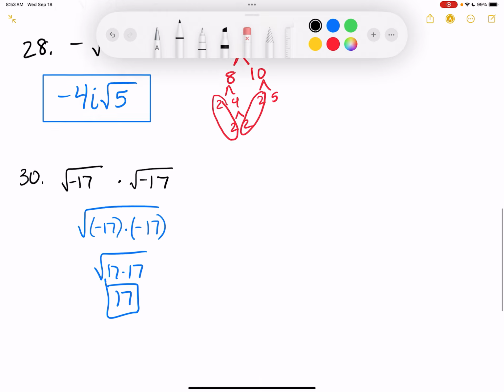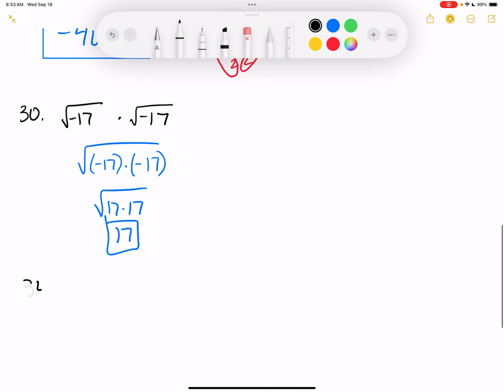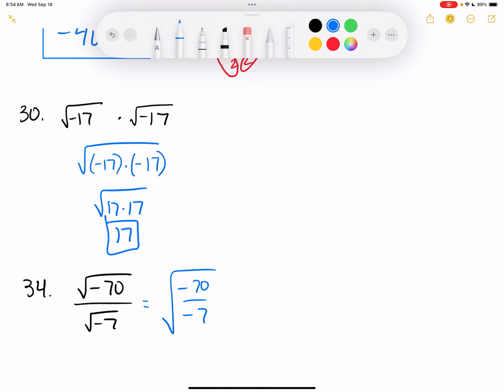How about 34? The square root of negative 70 over the square root of negative 7. What can I do when I have a radical on the top and a radical on the bottom? Put the whole thing under one radical. So this would become the square root of negative 70 over negative 7. Then what is this going to become? Positive 10 underneath, so the square root of 10. And that would be your answer to that.